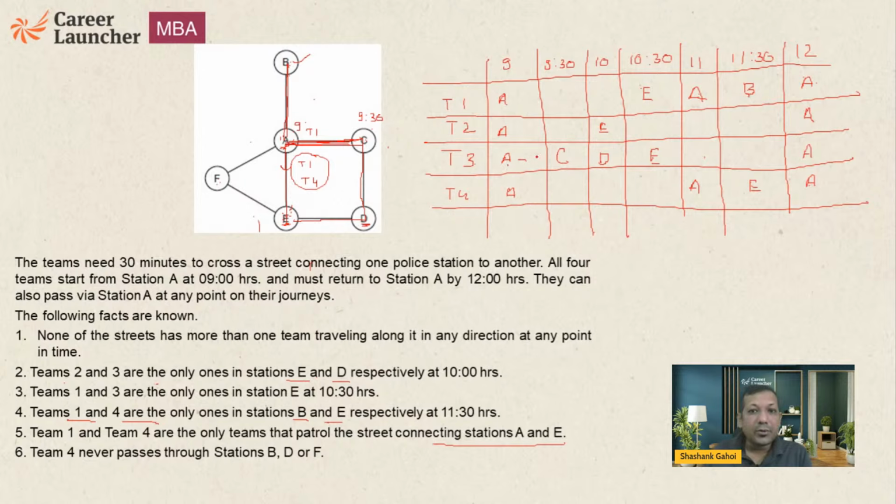Now, A to C: T3 is going from 9 to 9:30. So it means T4 cannot go from A to C. So it must be going from A to E. So A to E, then A. Then it can go to either C or E. I don't know if it is AE or AC. We'll see for that.